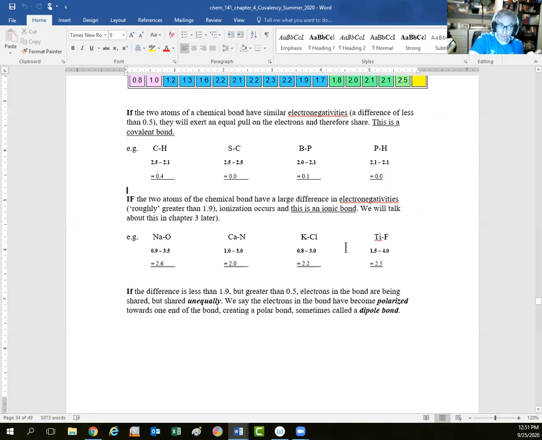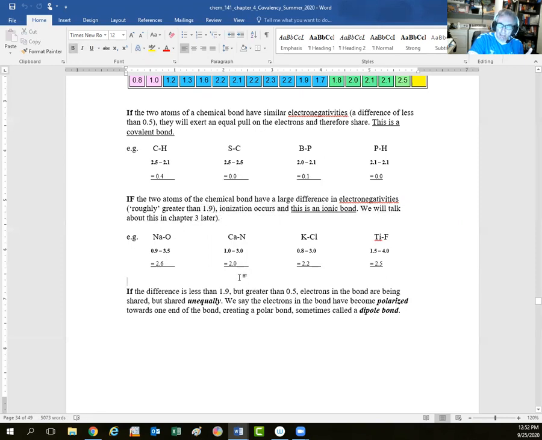Of course, in chapter 3, we saw in ion chemistry, when we joined metals and non-metals, they were not sharing electrons. They were not equally matched. They were actually stealing electrons from each other. The non-metals, with the higher electronegativities, stealing electrons away from the metal. And we saw these huge differences in electronegativities, normally greater than 1.9.